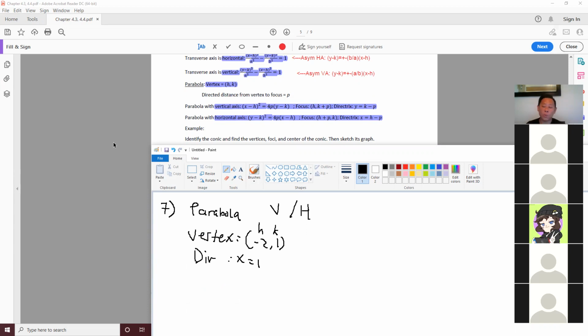So can someone tell me what information you use here to figure out whether they are on the vertical or on the horizontal? This is important.